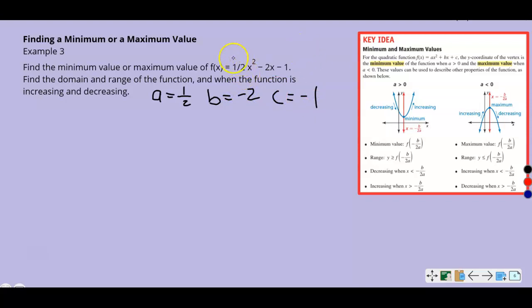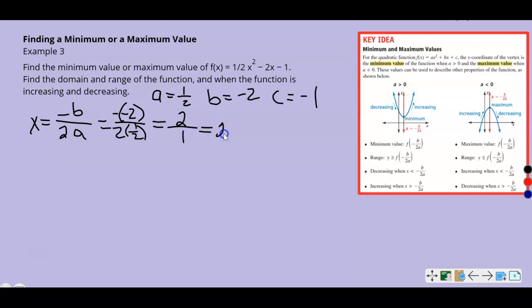Remember, a is our quadratic term, b is our linear term, and c is our constant term. If it's not in standard form, make sure you put it in standard form first so that you identify a, b, and c correctly. Once you do that, now we can find the vertex. Again, remember, x equals -b over 2a. So -b in this case is -2 over 2 times 1/2. Two negatives make a positive, so we've got 2 over. Half of 2 is 1, so that's just 2.